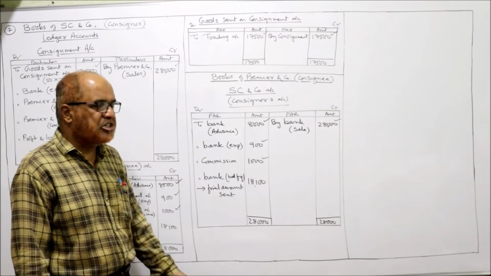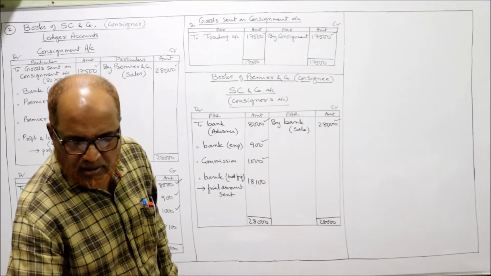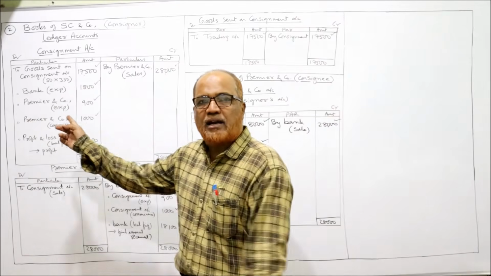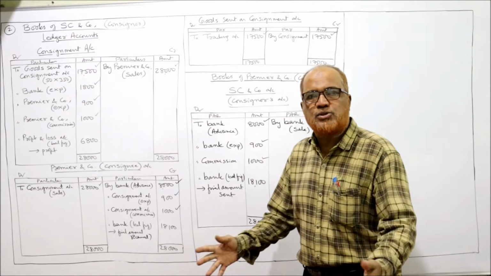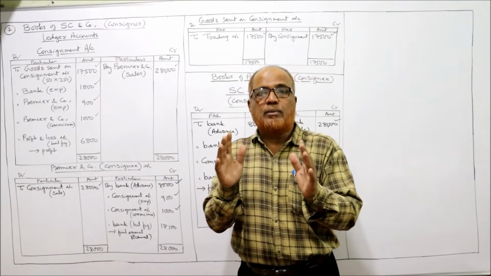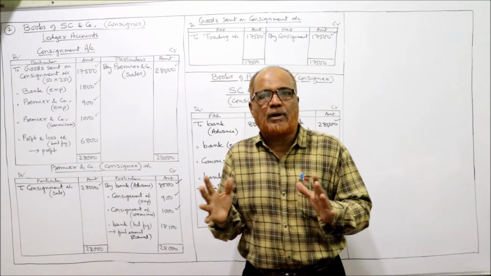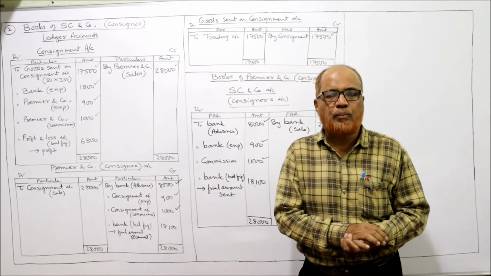That's all. Finished. So ledger accounts in the books of consignor and ledger account in the books of consignee, in this problem I have explained. So two problems, first and second main problem I have completed. I have explained each and every point.